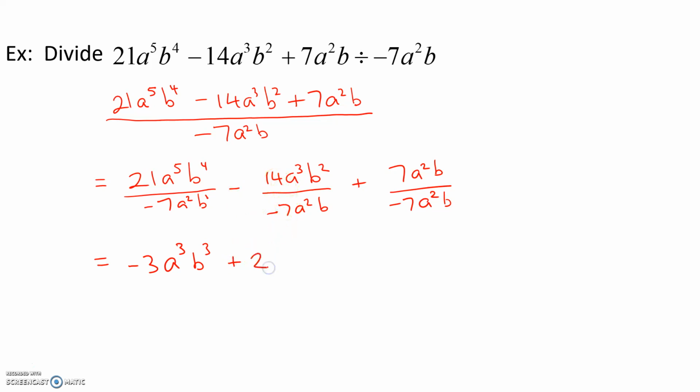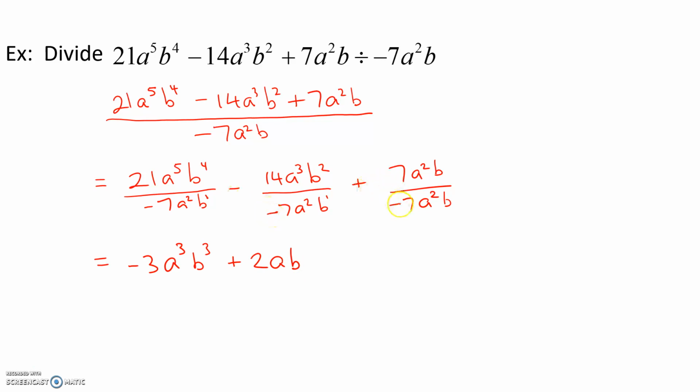14 divided by 7 is 2. A to the third divided by a squared. We keep the same base, subtract the exponents. This will give us a to the first, or just a. B squared over b, that's b to the first. We keep the base, subtract the exponents. 2 minus 1 is 1. That'll give you 2ab. Again, this is positive because we divide a negative by a negative.